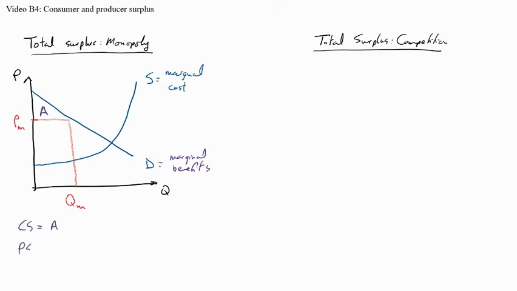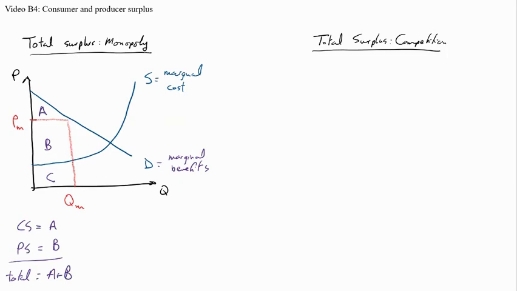Our producer surplus is going to be the difference between the revenue, PM times QM, minus the costs, the area underneath the cost curve. So if I introduce an area B and an area C, the producer surplus is going to be just area B. And the total surplus of both of these is, of course, going to be area A plus area B.